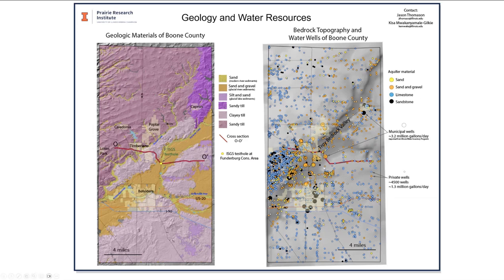And that Troy Bedrock Valley, this is an illustration here on the right of the bedrock surface of Boone County. That Troy Bedrock Valley is shown in the darker areas where there are little tributaries that go into the deeper valley. And all these little dots on this map are private water wells or municipal water wells. And the colors on the map tell us what materials they're getting their water out of. So a lot of Boone County, if we see up here, there's sand and gravel, limestone and sandstone. A lot of Boone County private wells are getting their water out of the limestone.